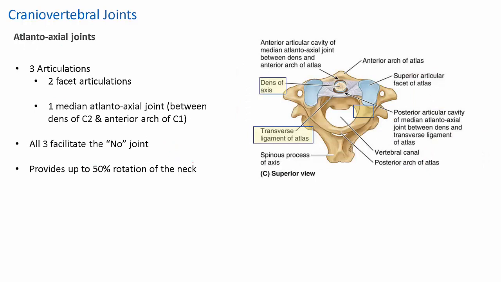So here's our next joint, the atlantoaxial joint. And here we can actually see we have three articulations. We have the two facet articulations where we have the superior and inferior articular facets. But then we also have this third articulation, here, the pivot joint. So this is the median atlantoaxial joint. And you can see that transverse ligament going across the atlas, and it's going to basically form this wrap around the dens, or the odontoid process, and that's going to allow you to move your neck.